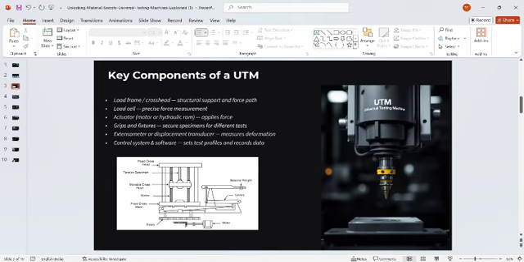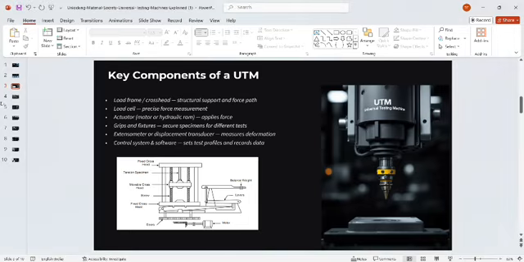The load cell is used for precise force measurement; how much force we apply is measured by the load cell. Then the actuator applies the force on the material, and the control system software sets the test profiles and records the data. Let us see the data given by the tests. Here are some of the tests that are conducted in industries, and the results are visible on your screen.